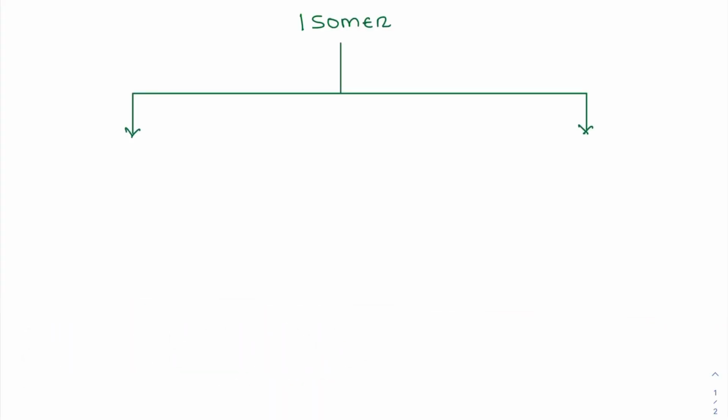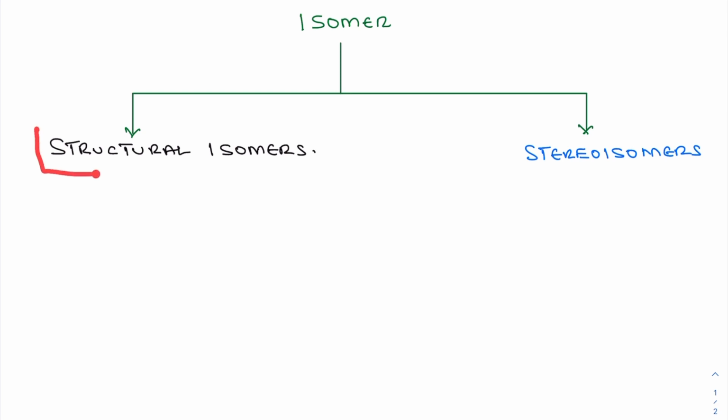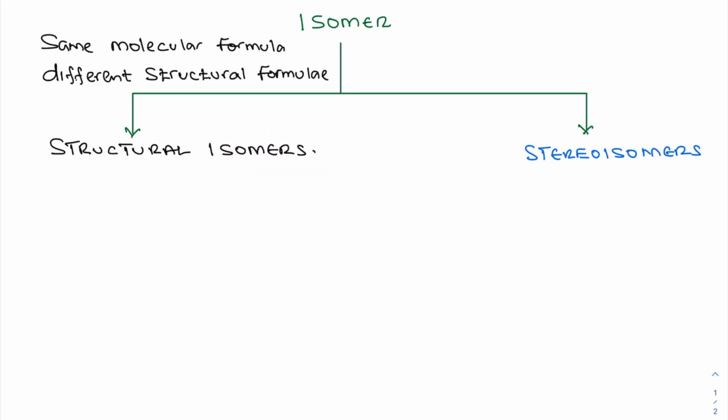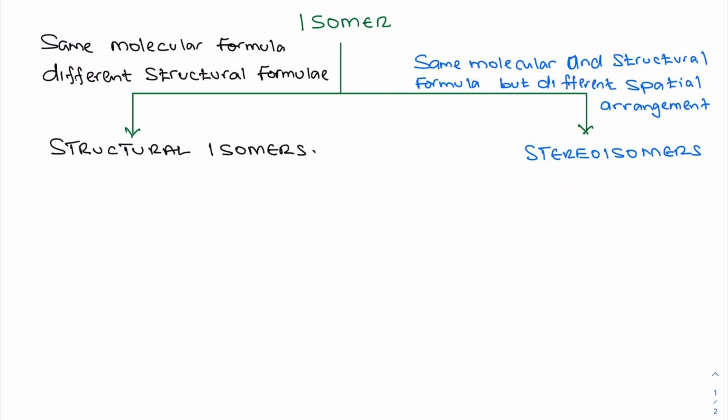Isomers. We know there are two types of isomers, structural isomers and stereoisomers. But today we're going to be looking at structural isomers. Structural isomers are isomers that have the same molecular formula and different structural formulae, unlike stereoisomers, which have the same molecular and structural formula but a different spatial arrangement.